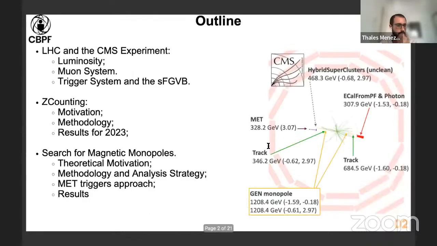So, just a quick outline of the presentation. Some words about the LHC and the CMS experiment, with a focus on the luminosity, the muon system, the trigger system of the CMS, and a particular feature of that trigger system. For the Z counting: the motivation, the method itself, and some of the results that we derived for 2023. And in the search for magnetic monopoles: the theoretical motivation, the methodology, the analysis strategy employed, and probably the best part of the contribution, the material approach, and some of the results that we already developed.